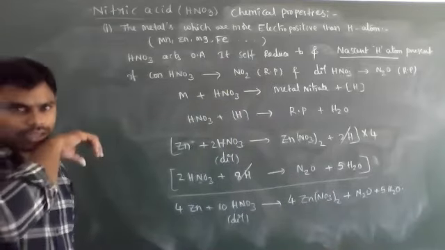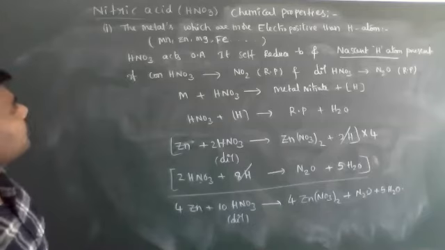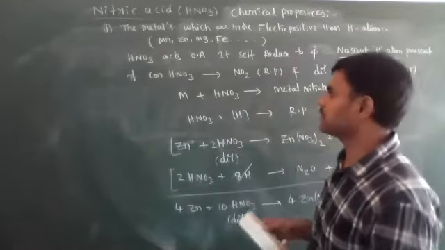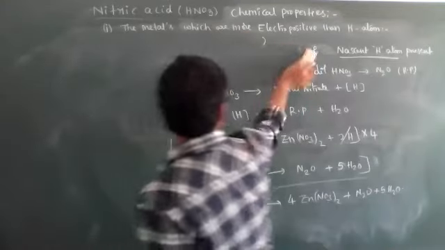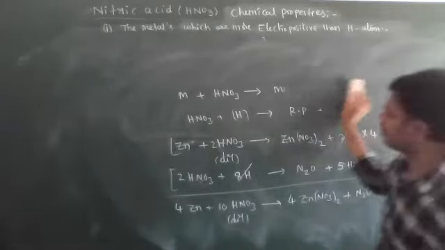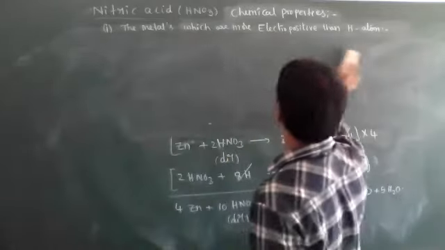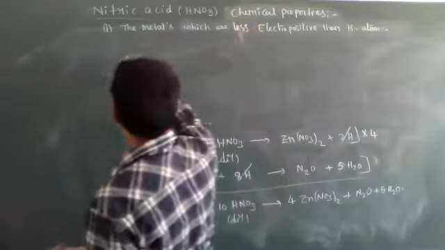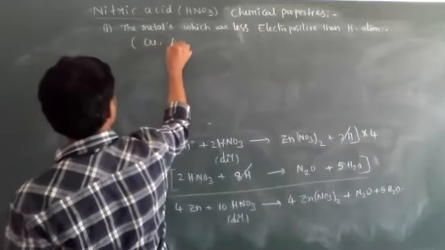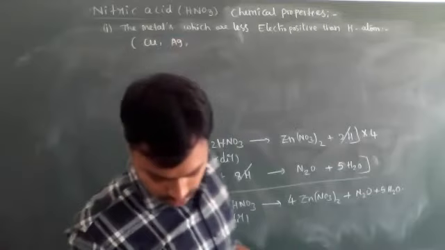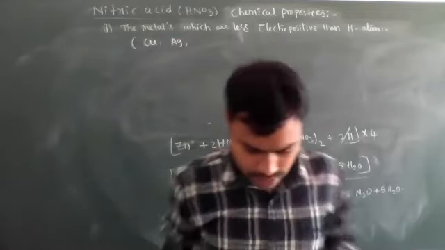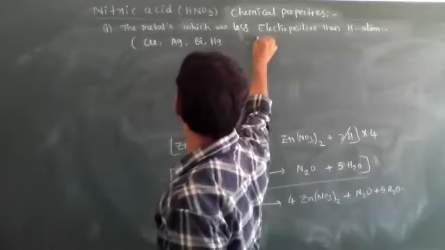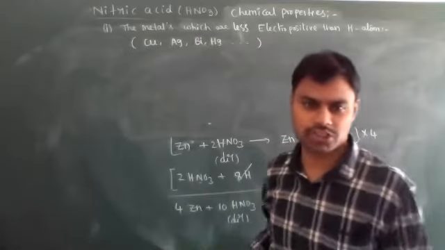Okay, students. Now, when HNO3 reacts with the metals which are less electropositive than hydrogen atom, in that case, how do the reactions take place? Let's see. Less electropositive, like copper, silver, bismuth, mercury. These metals are present. These metals are less electropositive than hydrogen atom.